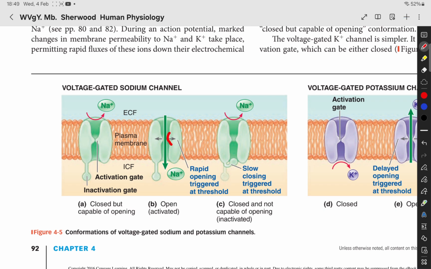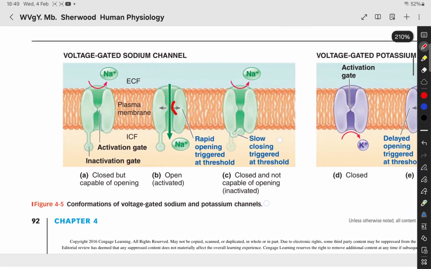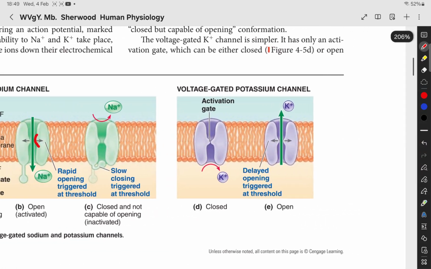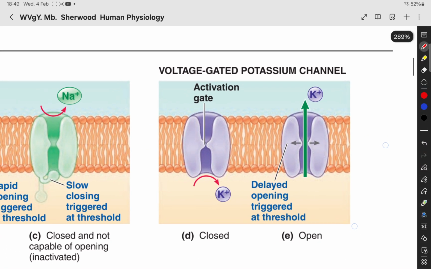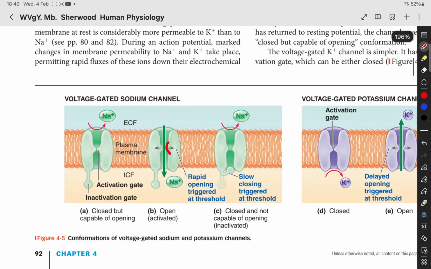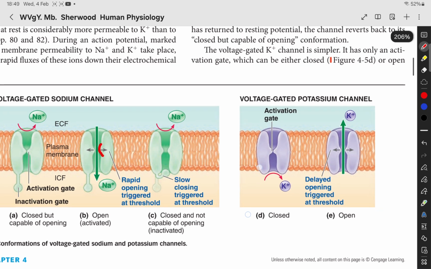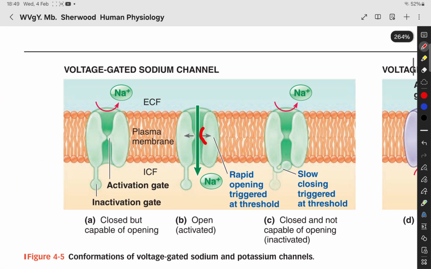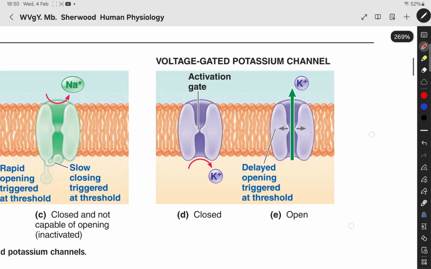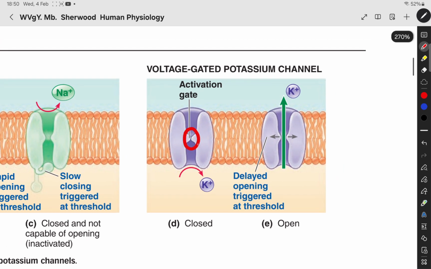So this is the voltage gated sodium channel. I'm taking this picture from Sherwood, and this is the voltage gated potassium channel. They have different mechanisms to open and close the gate. The sodium channel has two gates: one is activation and the other is inactivation. Both of these gates need to open in order for the sodium to come into the cell. Meanwhile, the potassium channel just needs to open one gate.